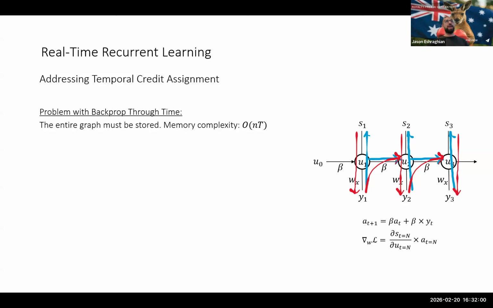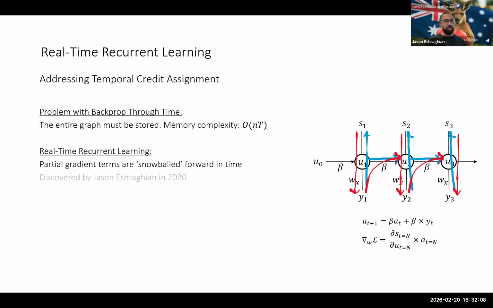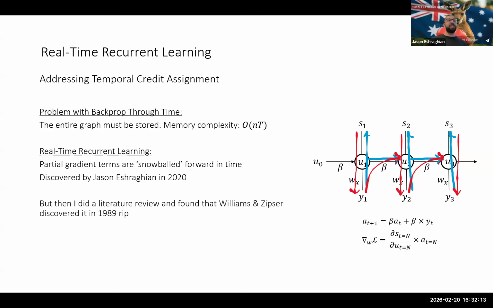Well, we appreciate the backprop through time. Your memory complexity scales linearly with time. Real-time recurrent learning, you've got these partial gradient terms that are snowballed forward in time. This was obviously discovered by me in 2020, but then I did a literature review and was like, ah, Williams and Zipser already did it in 1989. But I feel like if you come up with an idea that someone else is much more brilliant than you has come up with already, at least then you feel like you can potentially even compete with them just, I don't know, 40 years ago.